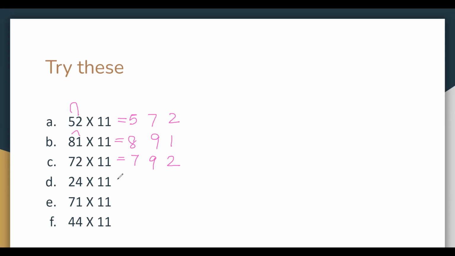24 times 11, what do we do? Split it, 2, 4, and then 2 plus 4 is 6. 71 times 11, 7, 8, 1. 44 times 11, 4, 8, 4. So in a fraction of a second, you can complete this quickly. Instead of doing the traditional way of multiplication, this is easy and you can save time with it.